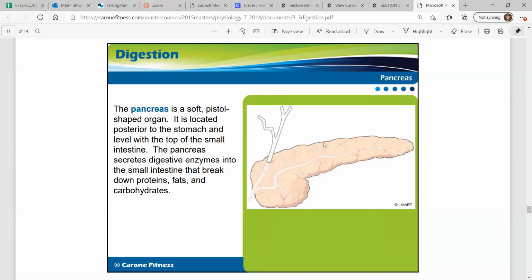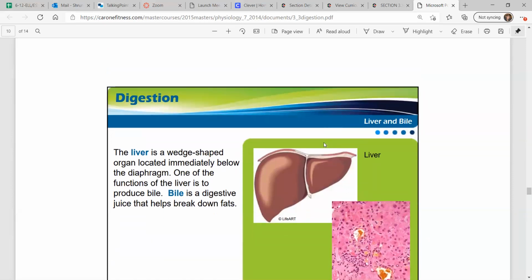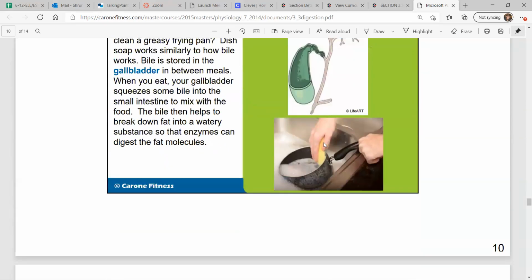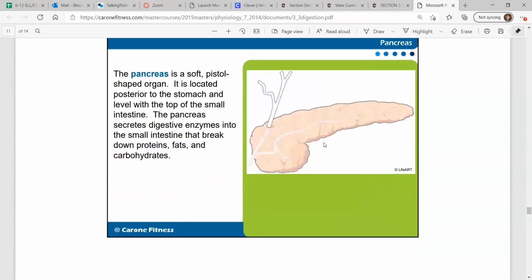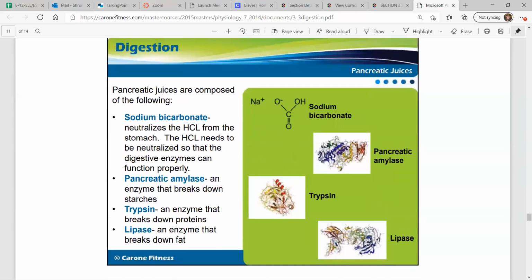Whereas the liver produced bile, and that was mainly for fats. Pancreatic juices are composed of the following: sodium bicarbonate. This neutralizes hydrochloric acid from the stomach, and the hydrochloric acid needs to be neutralized so that the digestive enzymes can function properly.